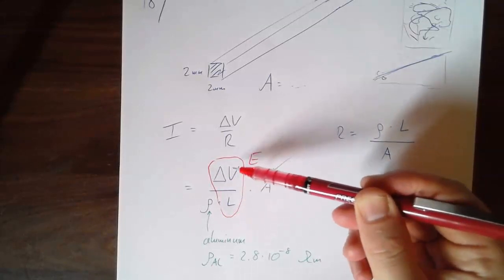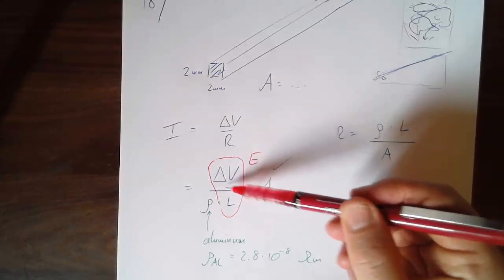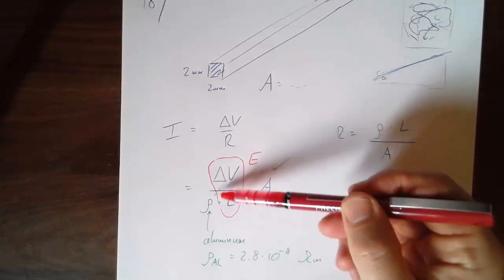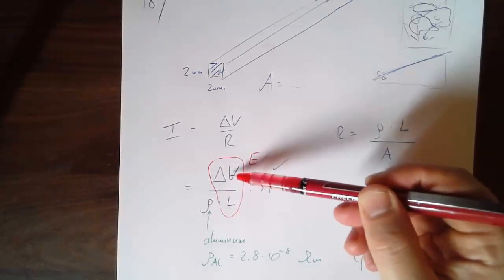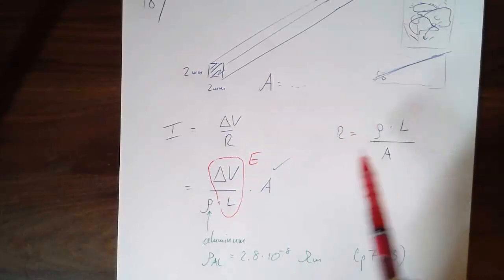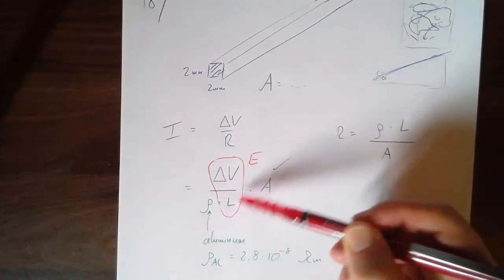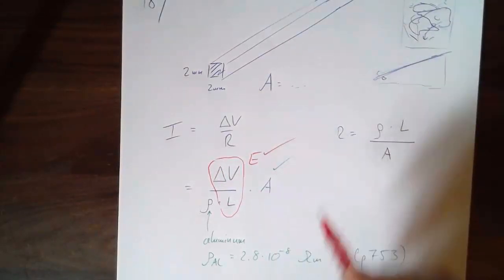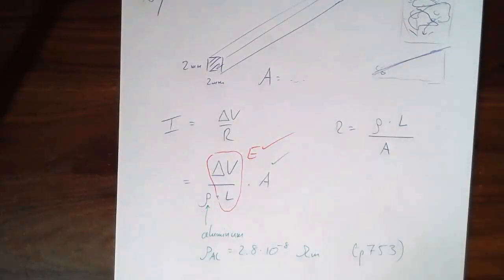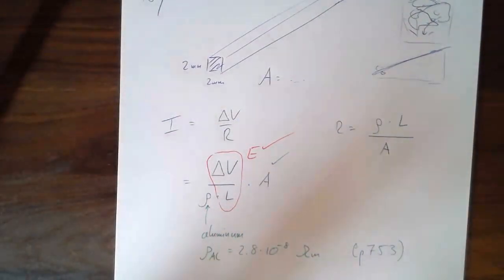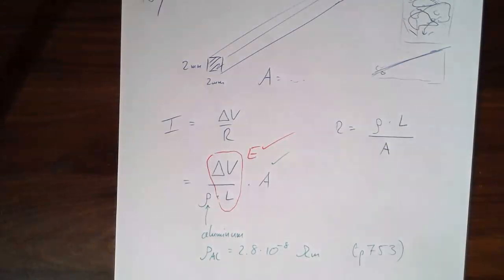Because the electric field is the downhill slope of the potential. How much is the potential change per displacement? This is electric field, which we know. So that means we can work out the current without any further problem.